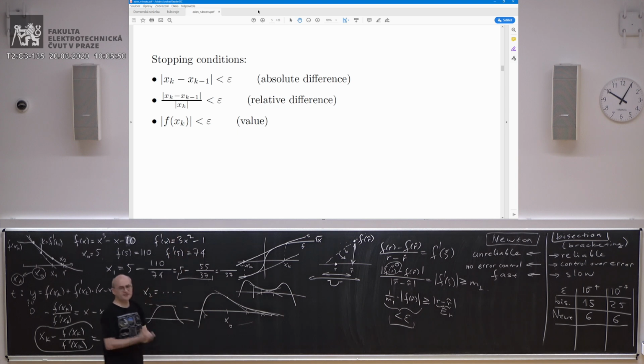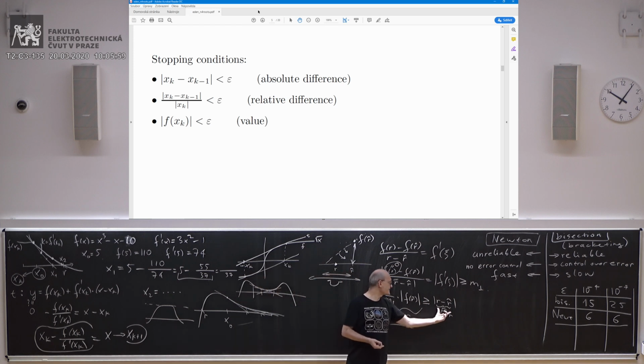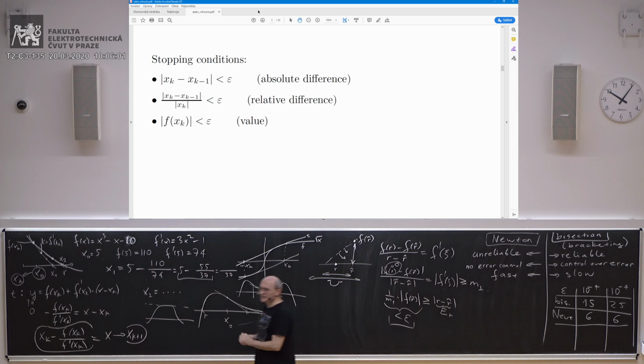The last stopping condition that people use is the value. That's also fairly popular. And you can see the reason why, because if you get lucky, there is a relationship between the value and the error of your approximation. But unfortunately, since we don't know M1 in applications, we don't really know what's the actual relationship. So also the third condition, although it looks like a good idea, actually does not work reliably.